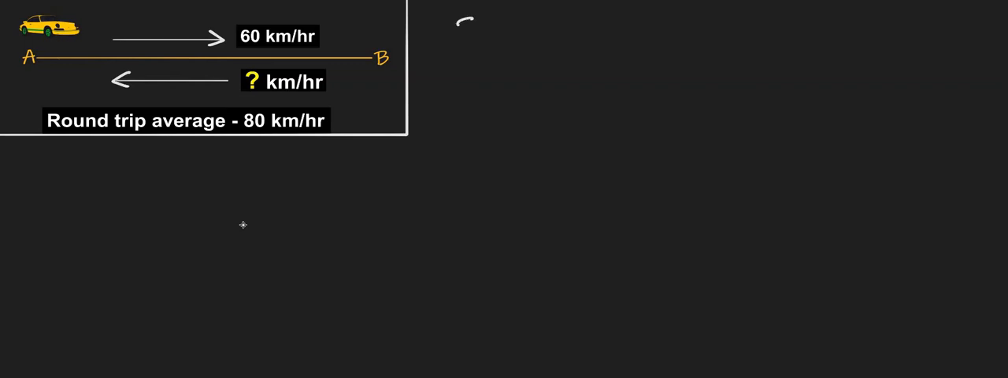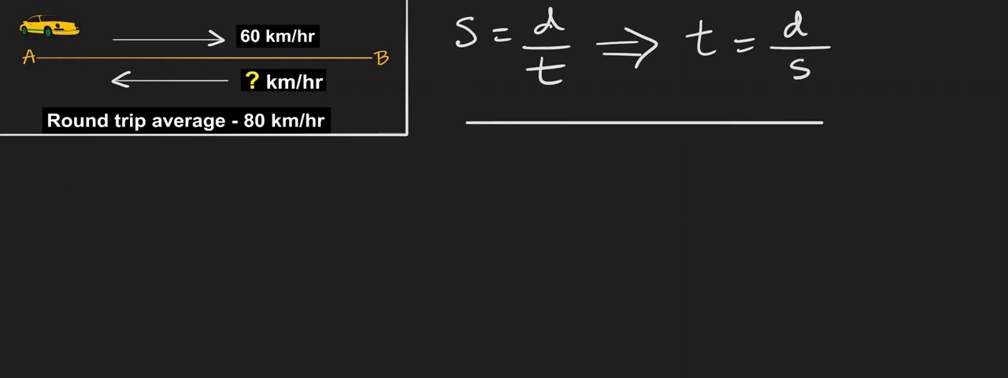We know the formula for speed is distance over time. Or we can write this as time is equal to distance over speed. Now, let us assume that the distance between A and B is d. Let us also assume that the car takes t1 hours to travel from A to B and t2 hours to travel from B to A.